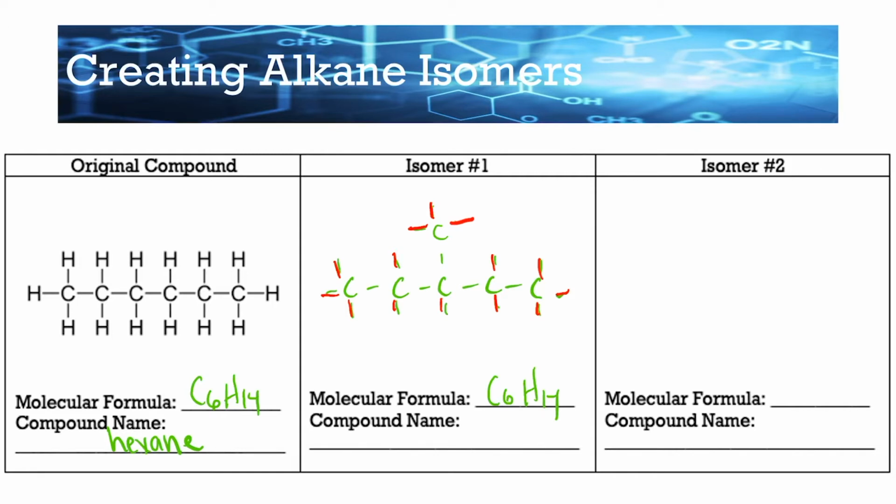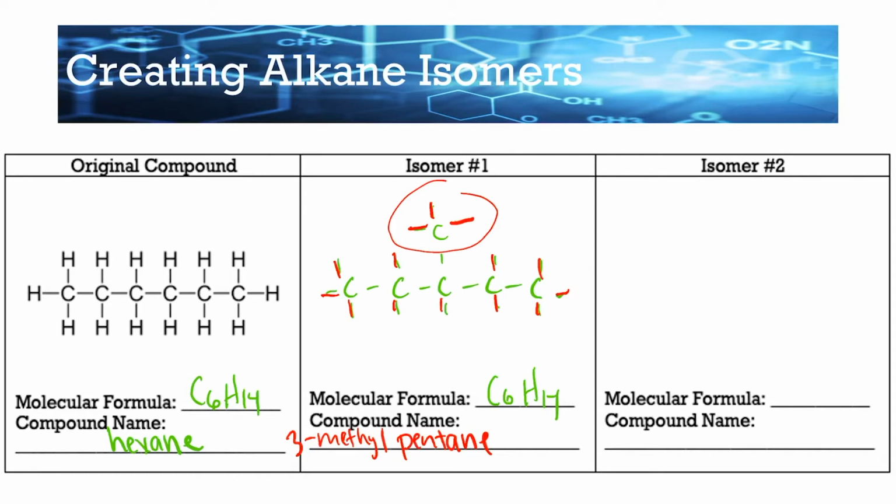So, if we're going to name this, we have to name the longest chain, which is pent. Ane, because we have a single bond between them. And we have this methyl group on the 3rd carbon. So this compound is called 3-methylpentane. Same formula, different name, that is an isomer.